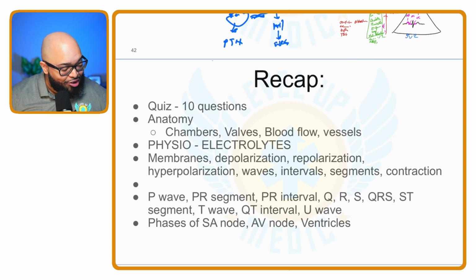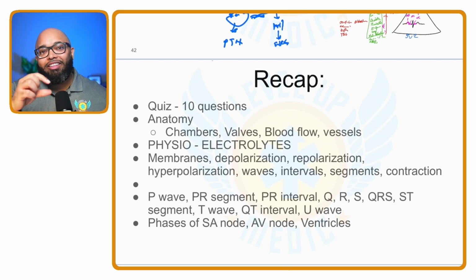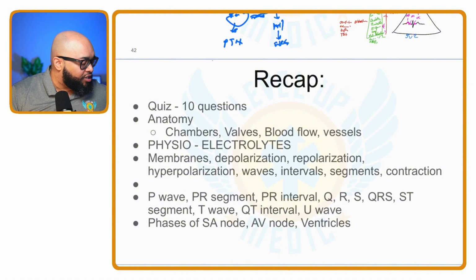Now, so far, remember we started day one, we did the 10-question quiz, and I asked you some questions just to kind of get your juices flowing. Then we went over the chambers of the heart, the valves, the blood flow, the vessels. I'm just speeding through this just to tell you how much we've covered already. We went heavy on the electrolytes. Remember, I broke down the P wave, the PR segment, the PR interval, the Q, the R, the S of the QRS. I broke down the ST segment, the T wave, the U wave. I told you what's happening in each one of those.